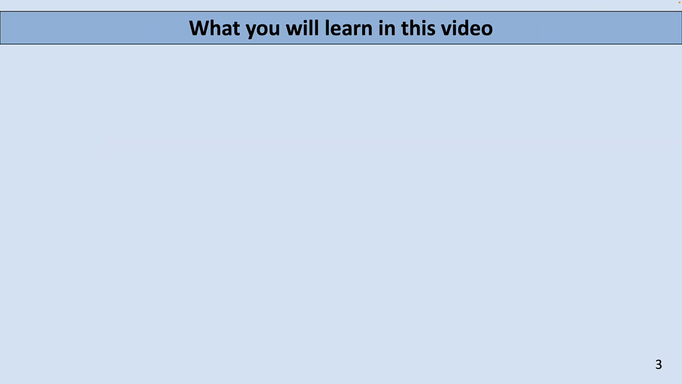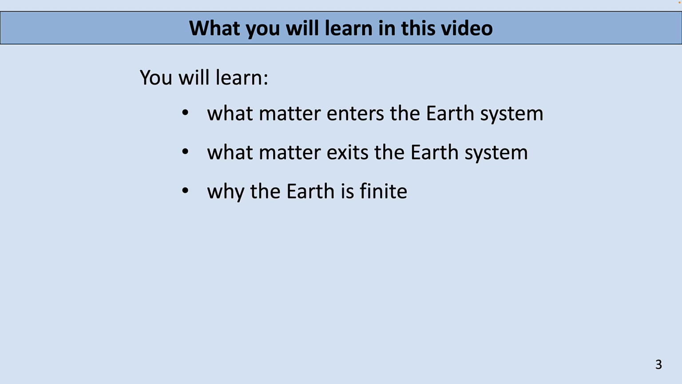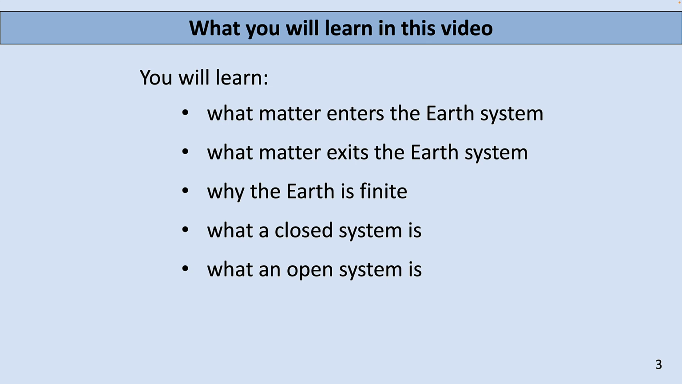In this video, you will learn what matter enters the Earth system, what matter exits the Earth system, why the Earth is finite, what a closed system is, and what an open system is, and why the Earth is a closed system.